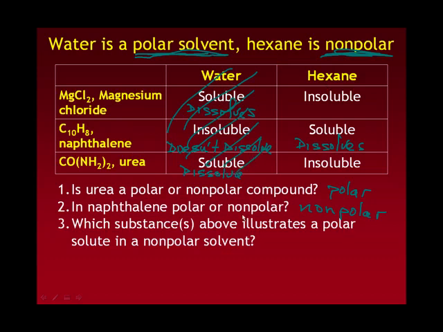Now, polar solute in a nonpolar solvent, we would expect it to not dissolve. So I'm looking for things that will not dissolve in hexane, and that would be magnesium chloride and urea. So MgCl2 and then urea as an answer.